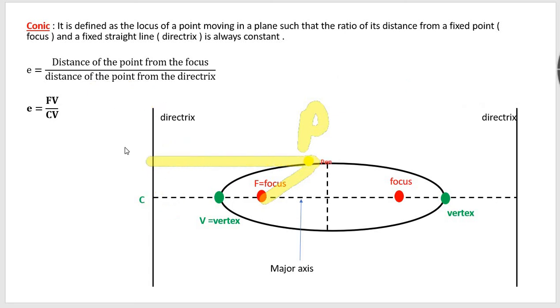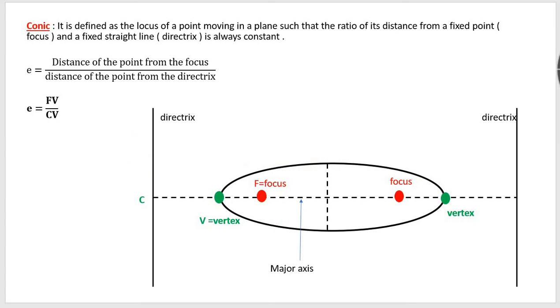It's always constant. Let us see M. According to the definition, PF by PM should always be constant. If that is the case, then we can say that it is a conic. For example, you take any point here, whether the point is located here or located here.